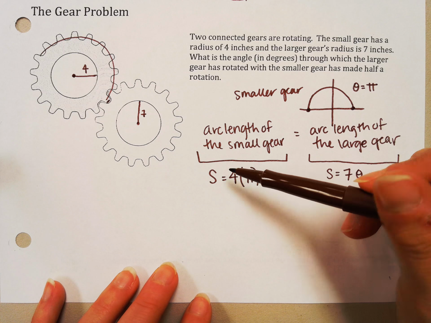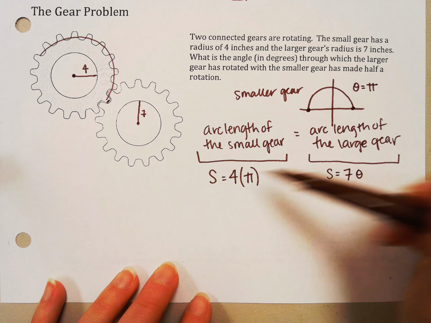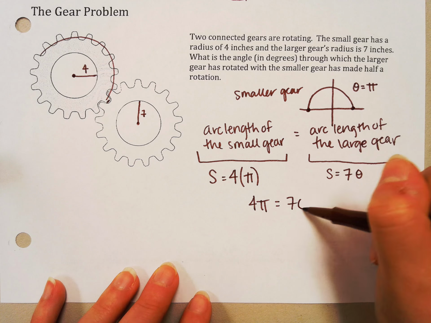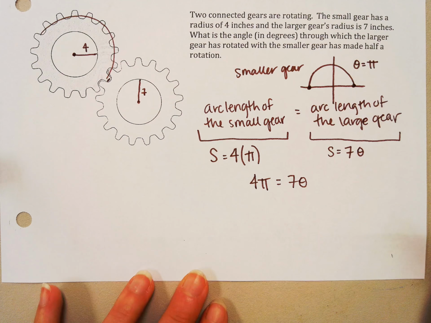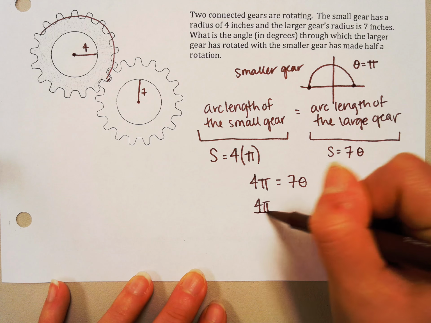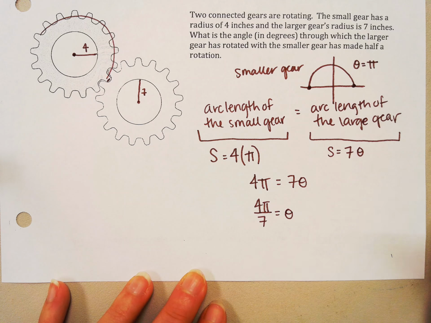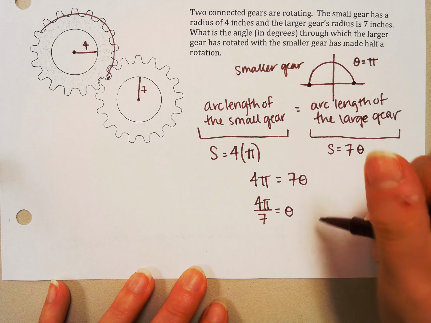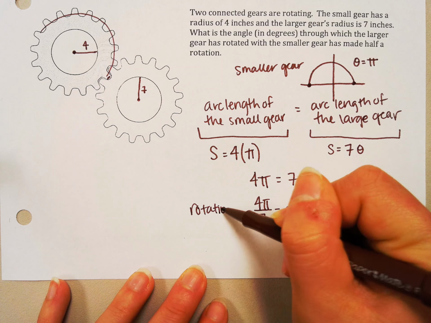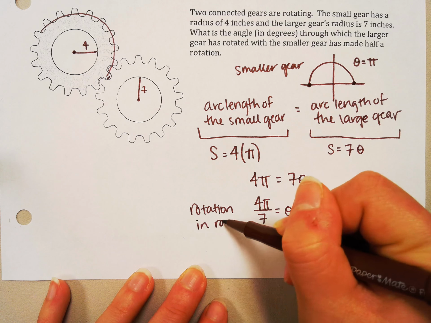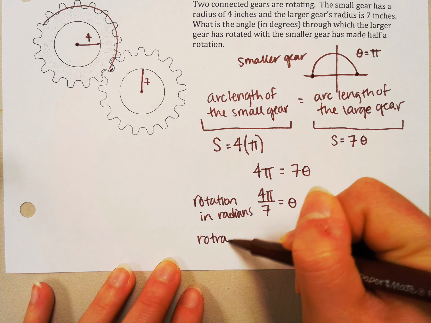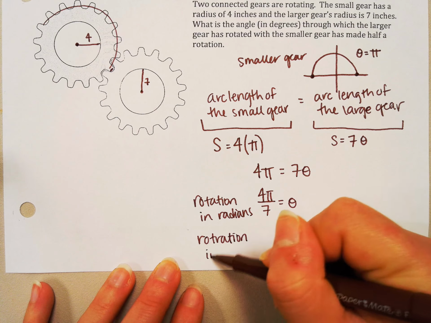So if my small gear equals my large gear, if these S's are the same, then I can use substitution, or I can just really set these things equal to each other. So I get this equation, and I'm solving for theta. So I divide both sides by 7, and I get this theta. So this would be my answer, my rotation in radians. And I'm going to convert that and find my rotation in degrees.